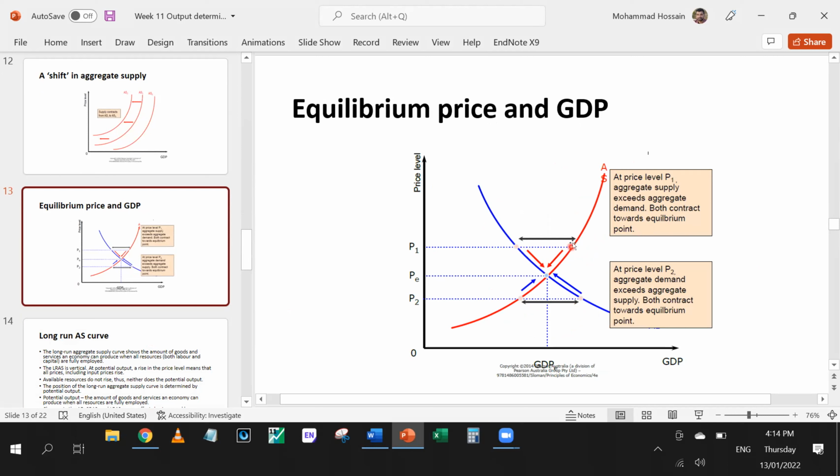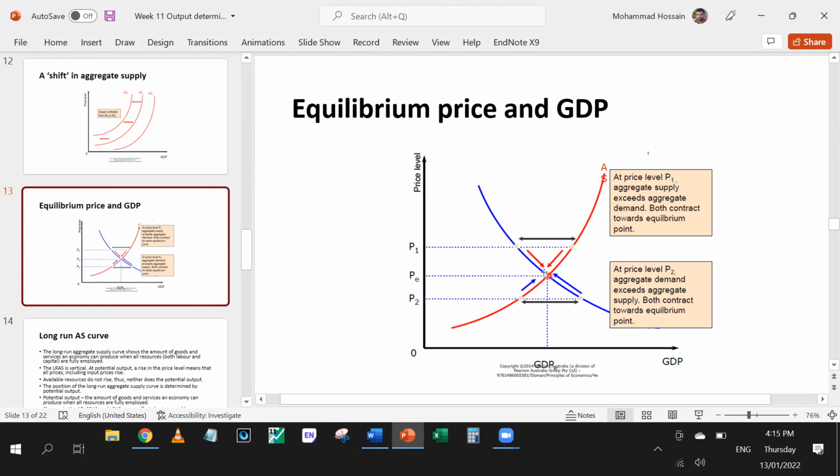Okay, so it means that the price is high. When the price is high, people will be demanding less. The aggregate demand curve will be decreasing. When the aggregate demand decreases, aggregate supply will be decreasing too. Okay, this is at price level P1, aggregate supply exceeds the aggregate demand, both contract towards the equilibrium point, and both of them will be coming to the equilibrium point.